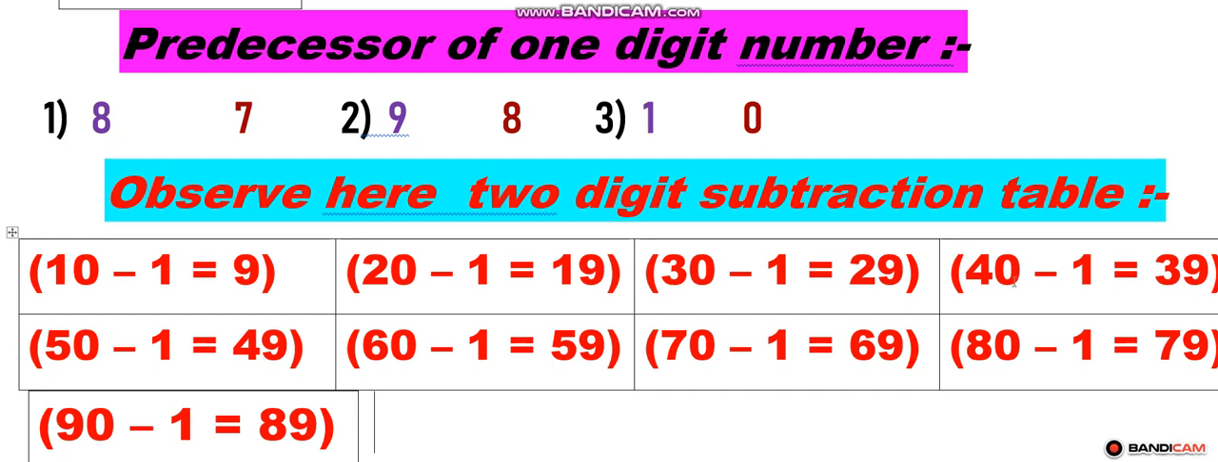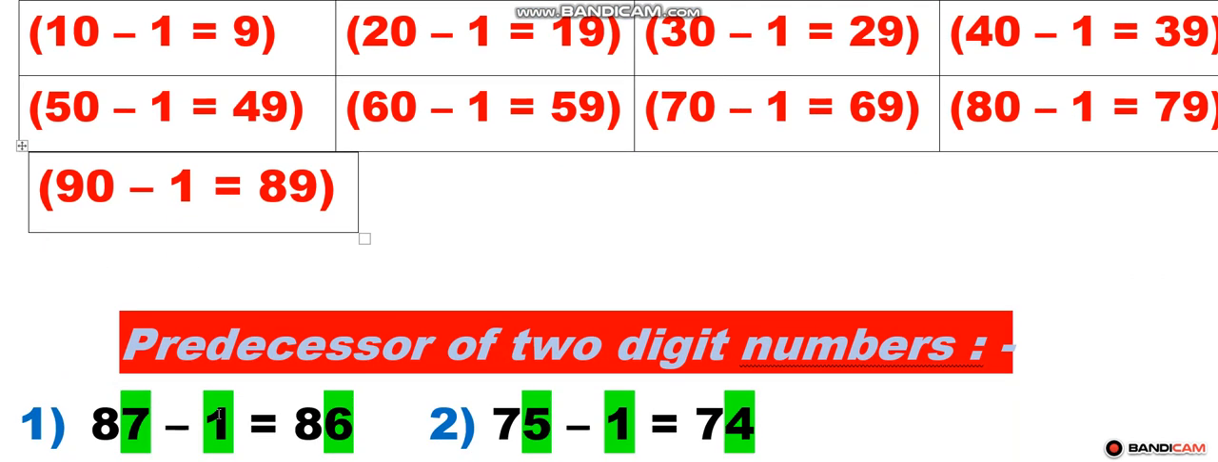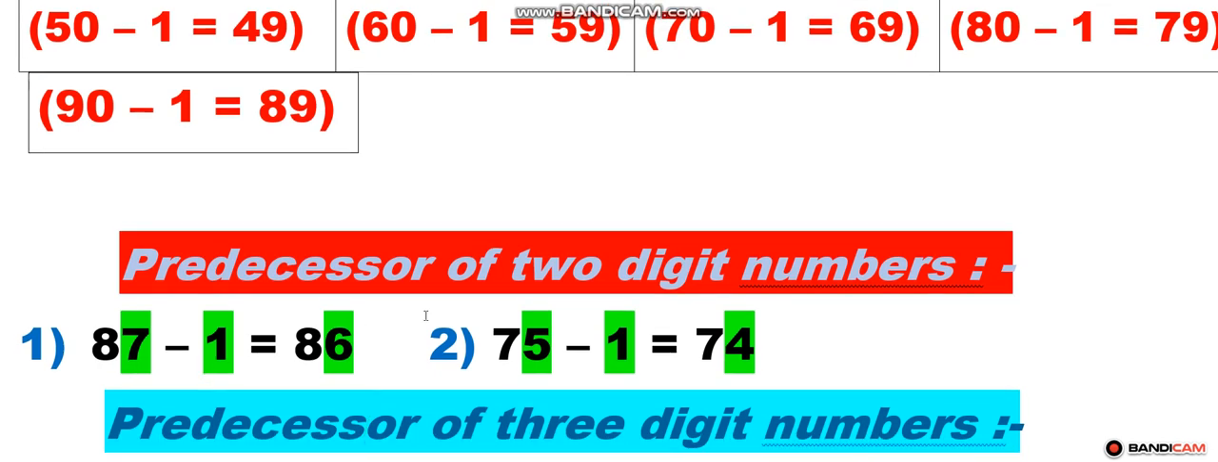Predecessor of 40. 40 minus 1, 39. Predecessor of 50. 50 minus 1, 49. Predecessor of 60. 60 minus 1, 59. Predecessor of 70. 70 minus 1, 69. Predecessor of 80. 80 minus 1, 79. Predecessor of 90. 90 minus 1, 89. Here, observe the predecessor of 2-digit numbers. Here units place digit is 0, so you take 2 digits.